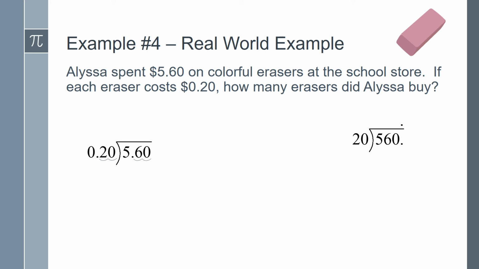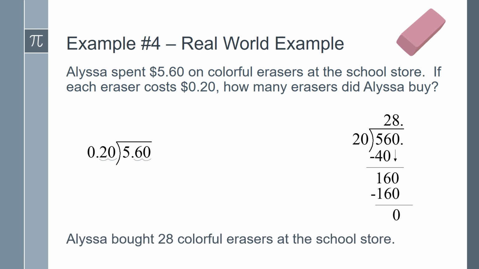20 does not go into 5, but it does go into 56, 2 times. 2 times 20 is 40, so we have 56 minus 40, which is 16. Now we need to bring down the 0, and 20 goes into 160 8 times. 160 minus 160 is 0, so we're done. And we know that Alyssa bought 28 colorful erasers at the school store.